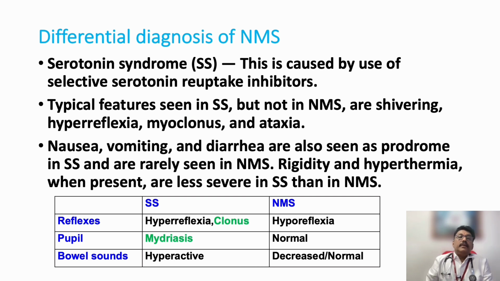Another important differential diagnosis for NMS is serotonin syndrome. Serotonin syndrome also can have similar features to NMS and tetanus. So here there are some differentiating features between serotonin syndrome and NMS. Pupillary findings are very important. That is mydriasis in serotonin syndrome. In NMS, that is normal. But this is also produced by antipsychotic drugs. So the treatment of NMS and serotonin syndrome are almost similar, but the treatment of tetanus is entirely different from these two conditions.